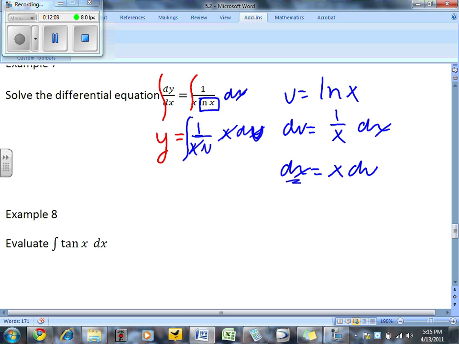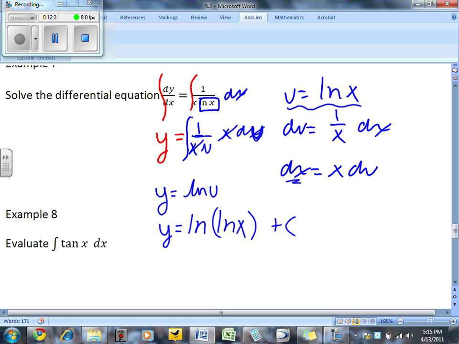Taking the integral of 1 all over u, which we know is just going to be, so y equals the natural log of u plus c, all right? And then we just go ahead and plug our u back in. So y actually equals the natural log of the natural log of x plus c, okay? Well, all I did is I plugged u back in. So sometimes you got to play around with what u substitution you're going to use.